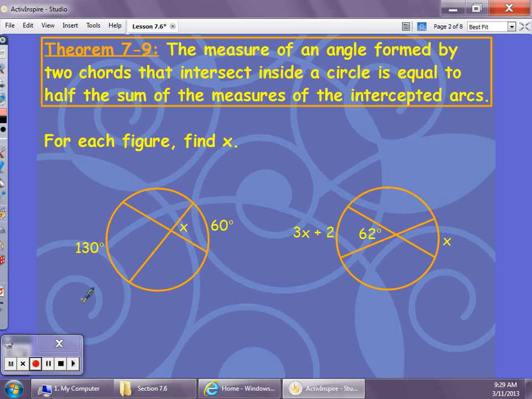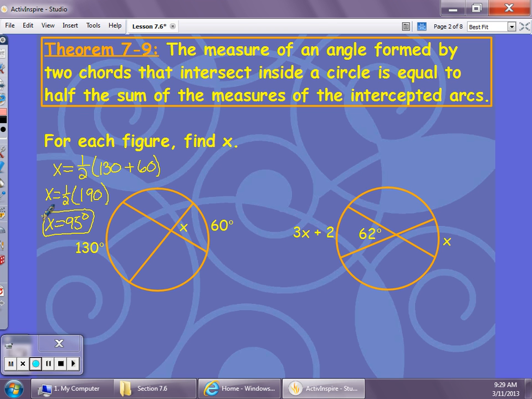So we know that in order to find x, x is going to equal 1/2 the sum of the intercepted arcs of 130 degrees plus 60 degrees. So if we go ahead and solve for x, 130 and 60 is 190, and 1/2 of 190 is 95 degrees. So we know that the angle created by two chords that intersect inside the circle with arcs of 130 and 60 is going to equal 95 degrees.